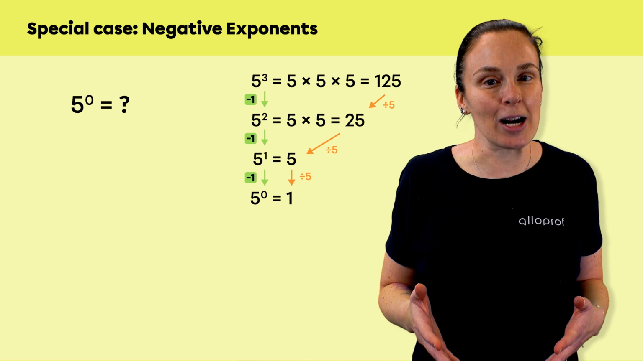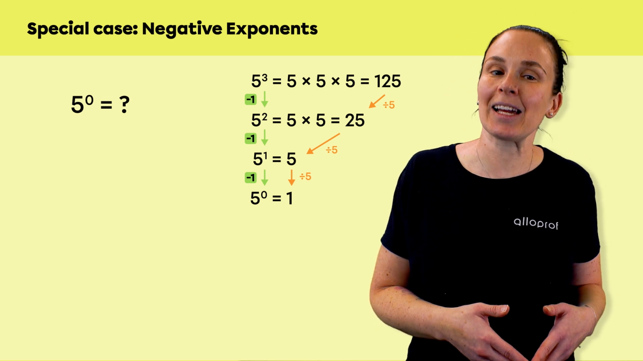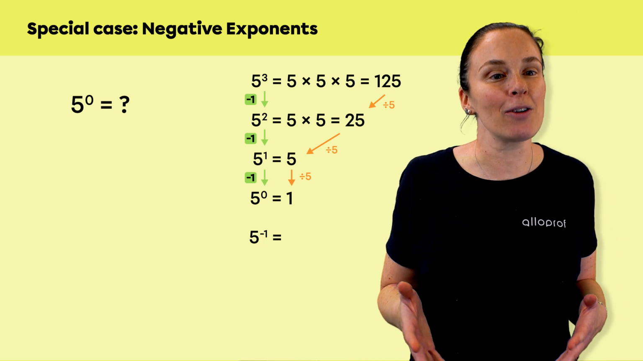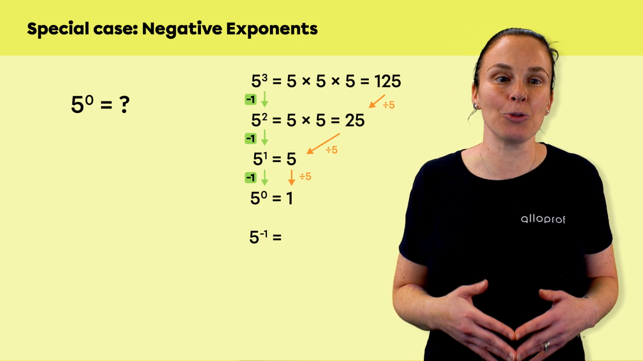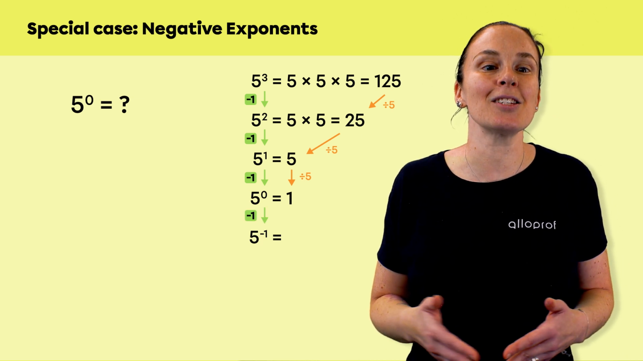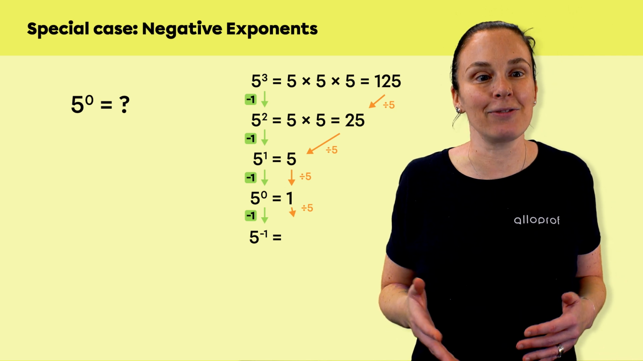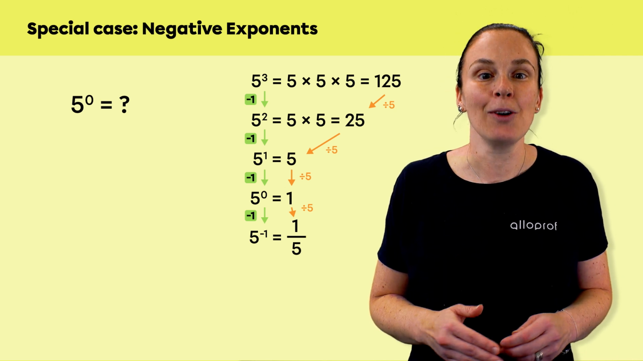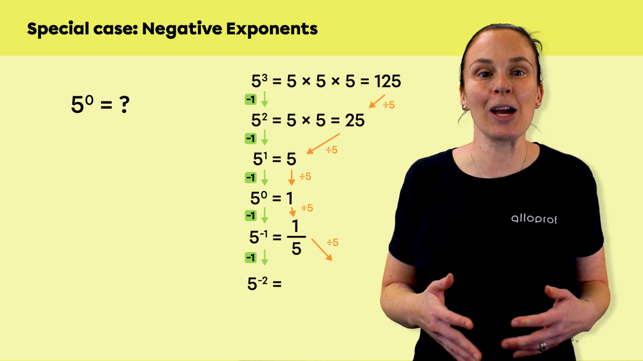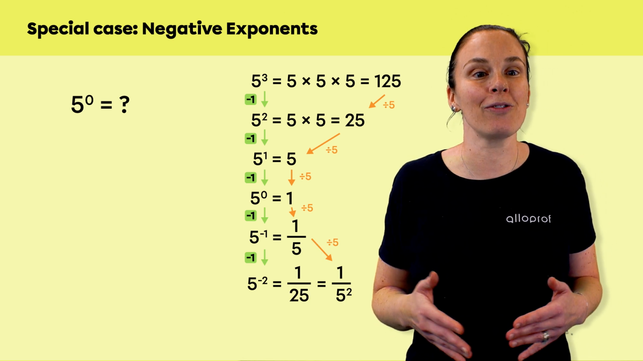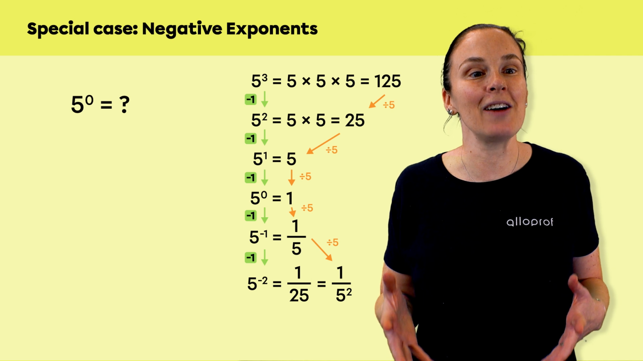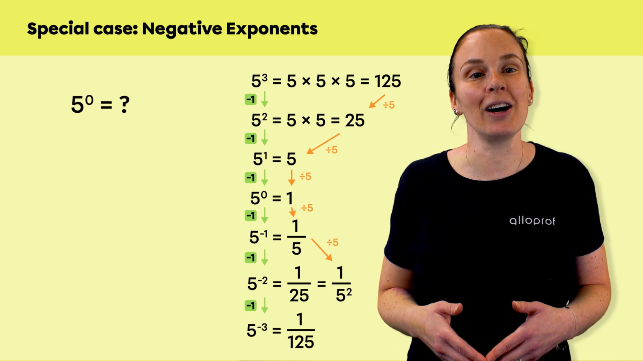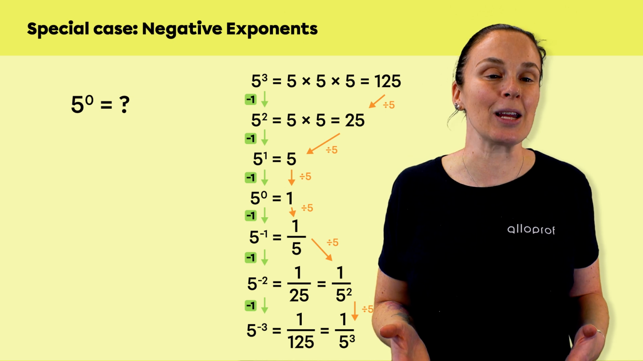If we continue to subtract 1 from the exponent value, we'll get negative exponents. Let's see what that does to the power. For 5 to the power of negative 1, we decrease the exponent's value by 1 again, so the power still has to be divided by 5. This means that 5 to the power of negative 1 equals 1/5. If we continue this way with 5 to the power of negative 2, we get 1 over 25, or 1 over 5 to the power of 2, since 25 is 5 squared. 5 to the power of negative 3 is 1 over 125, or 1 over 5 to the power of 3.